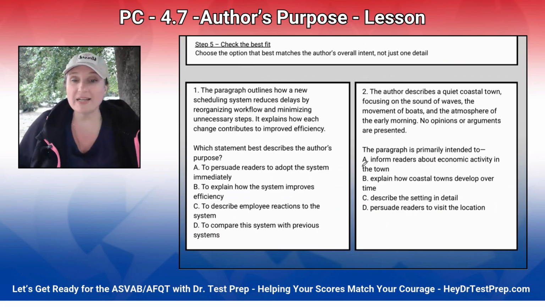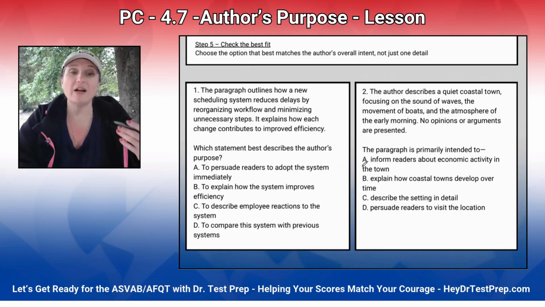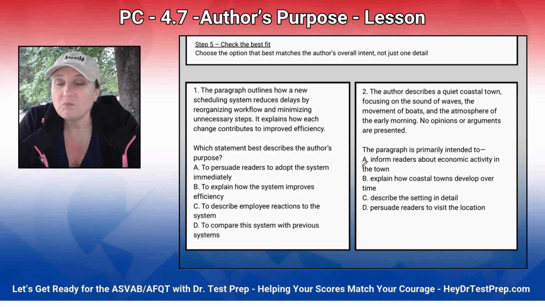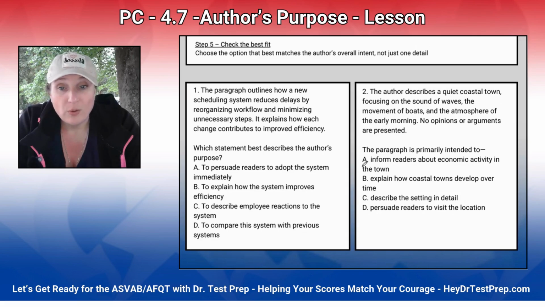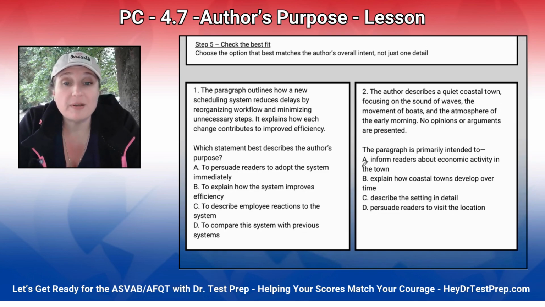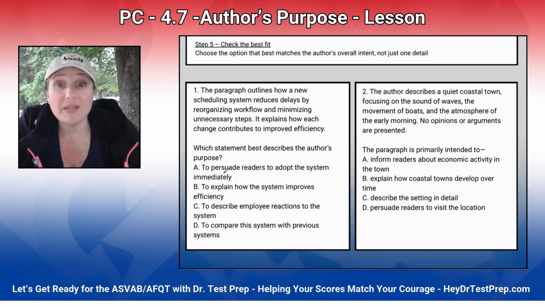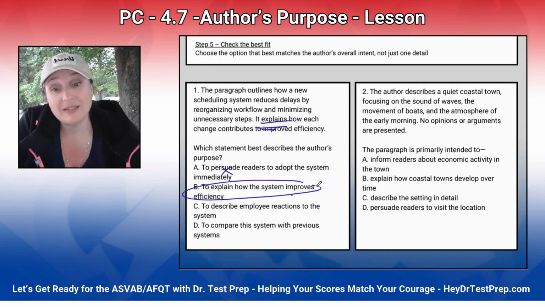Again, these aren't perfect ASVAB questions because it talks about the paragraph outlines, the author describes, but we're really still just practicing the skill. The paragraph outlines how a new scheduling system reduces delays by reorganizing workflow and minimizing unnecessary steps. It explains how each change contributes to improved efficiency. So, is it persuading readers to adopt something immediately? No. Is it explaining? Yes. Is it describing reactions? No. And is it comparing? It didn't mention comparing.